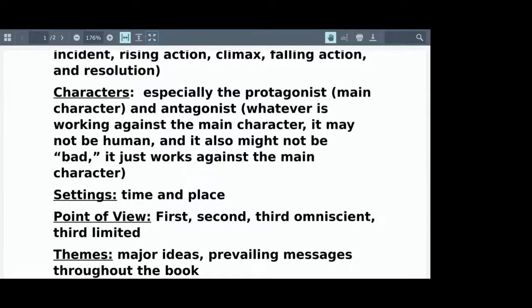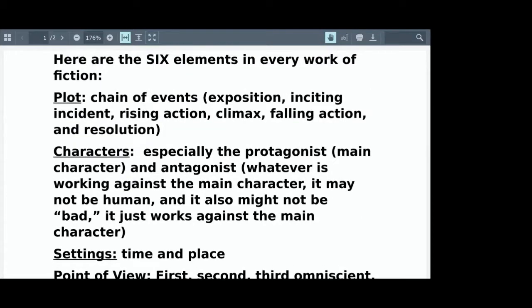Characters. Characters is another element. You can't have a story without characters, right? So especially the protagonist, which is the main character. You got to get rid of the good guy, bad guy. If that's in your head from you as a younger reader, we got to get rid of it. Because as we read these more mature works, our protagonist is our main character. Essentially, the plot follows the protagonist. That's how you know who the protagonist is.